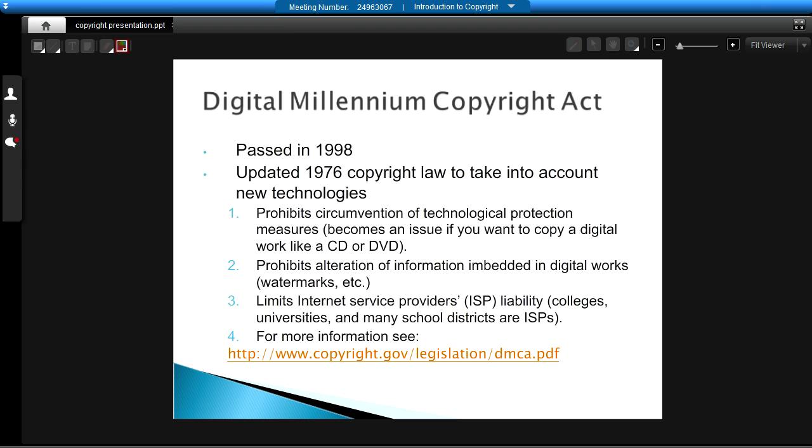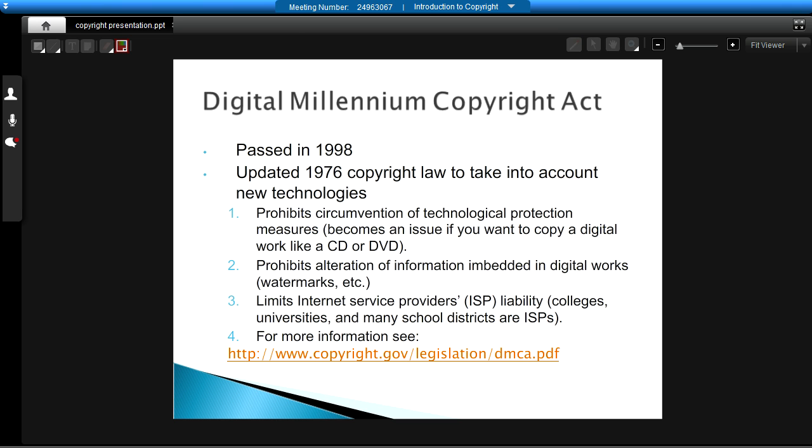And finally, the third element, and this is very important to a lot of colleges, universities, and school districts, is it limits Internet service providers' liability if somebody on their network infringes another person's copyright. So as long as the institution agrees to follow some very general rules, including having a contact person to whom any kind of infringement claims can be sent, as long as that person is publicly registered, then if a student, for example, on the Bates campus decided to post illegal films on our network, then Bates College, as long as they follow certain protocols, is not liable, even though we own the network.